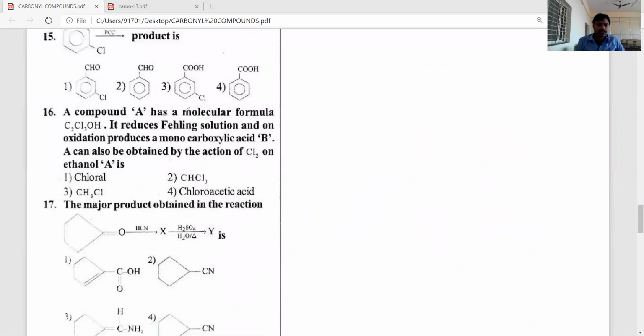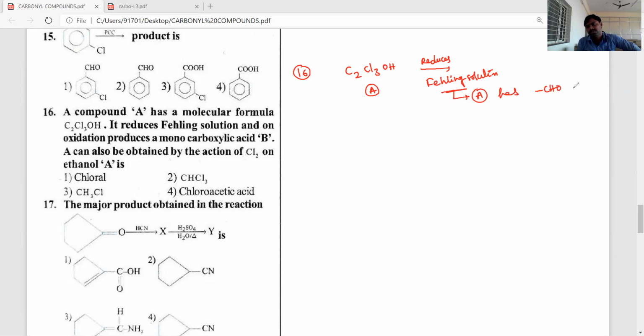Now let's see the 16th question. A compound A has the molecular formula C2Cl3OH. This is A, right? Okay, students. This reduces Fehling's reagent. Reduces Fehling solution. Fehling solution means A has a CHO group, it contains the aldehyde functional group. And also one more hint they gave: on oxidation it produces carboxylic acid. On oxidation it forms COOH.